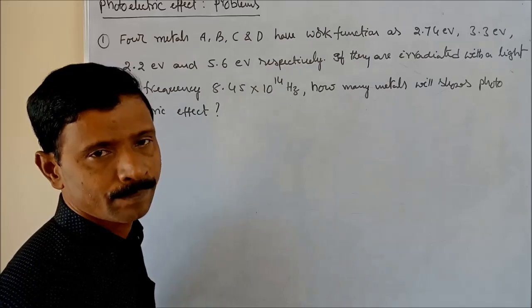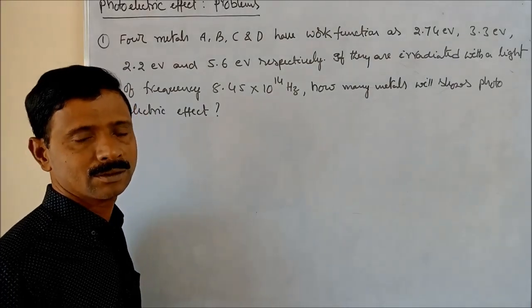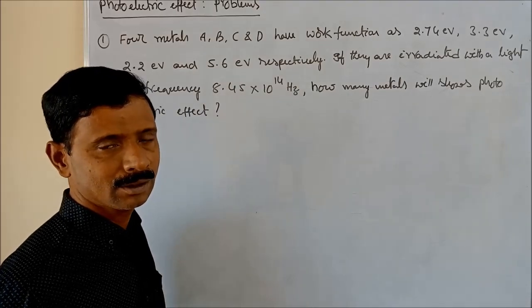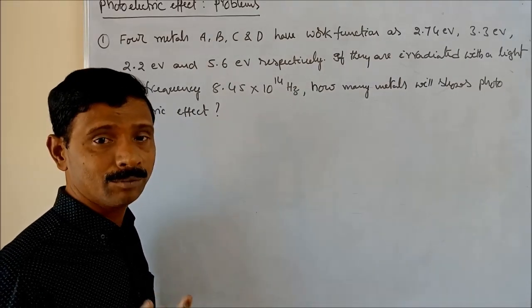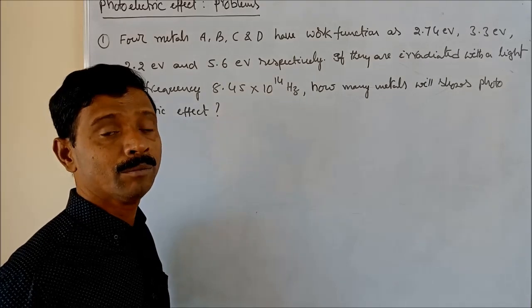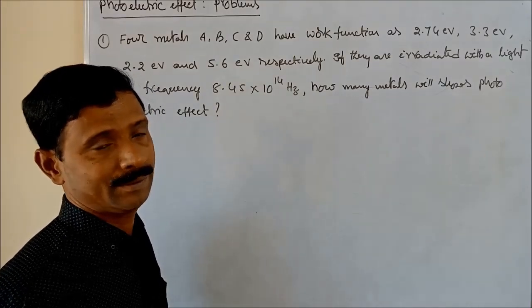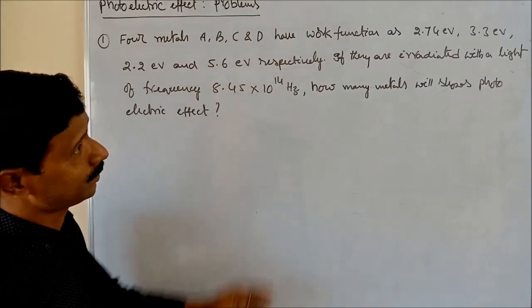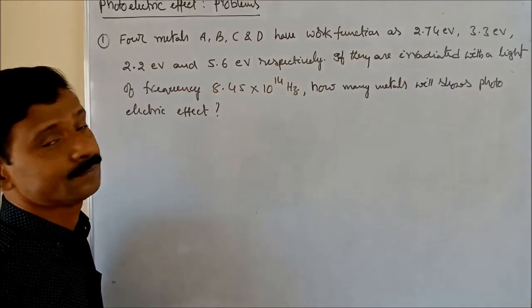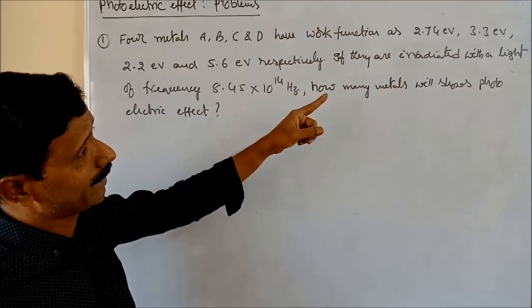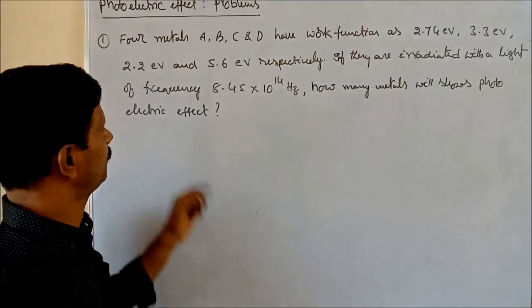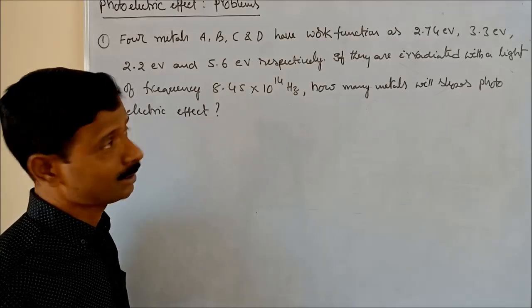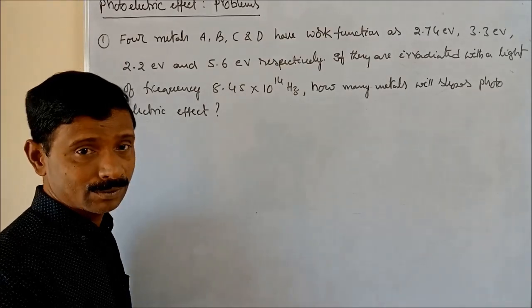Hi students, in the previous class we observed the conceptual approach for the photoelectric effect, and now I am going to explain three important models based on the photoelectric effect. See here, four metals have these work functions. Suppose those four metals are irradiated with light of frequency 8.45 × 10^14 hertz, how many metals will show the photoelectric effect?